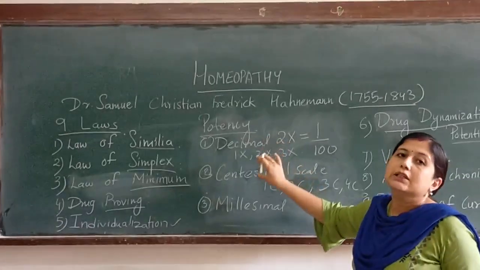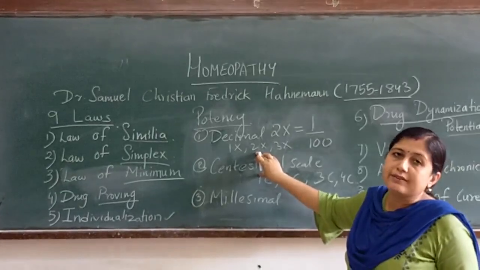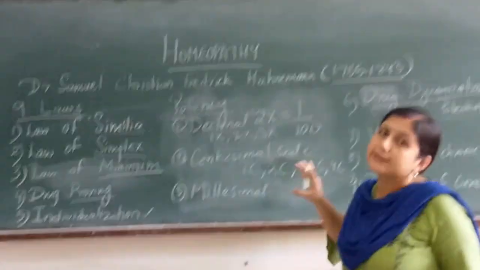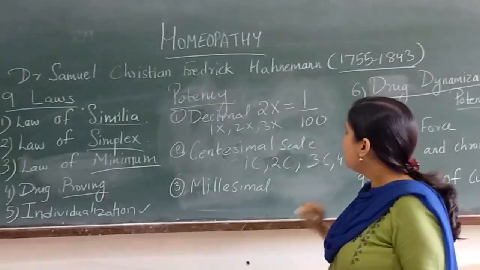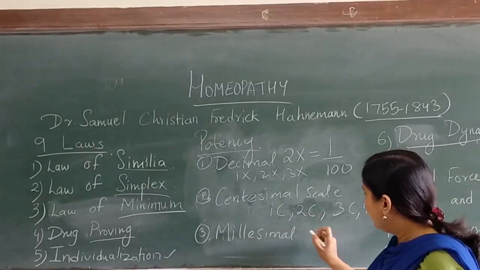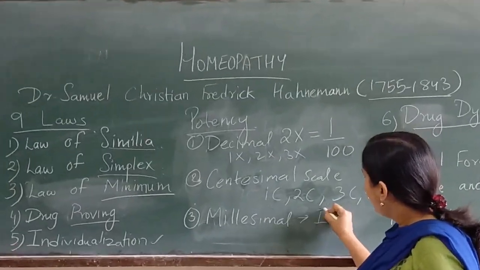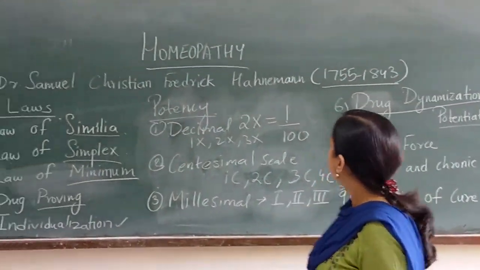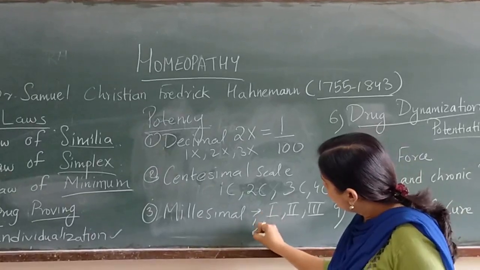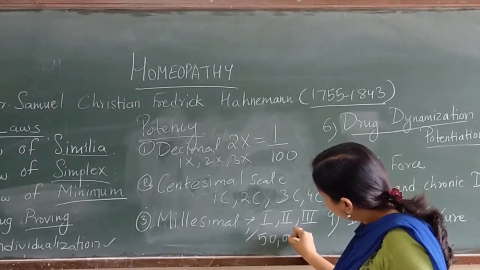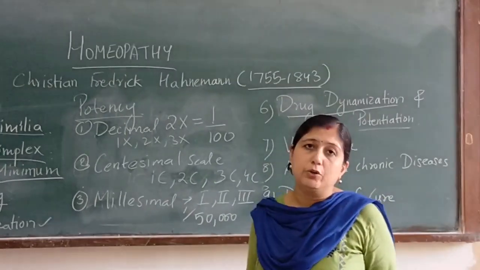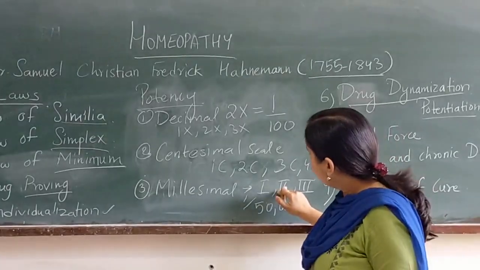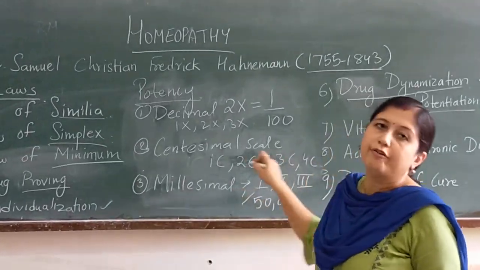The decimal scale and centesimal scale are generally used in the trituration method, while the millesimal scale is used in the successive dilution method. The denotation is in Roman numerals like I, II, III, and here the dilution is around 1 to 50,000. So it is a very dilute solution. So the first dilution will be 1/50,000. The second dilution will be 1/50,000 of the first dilution.